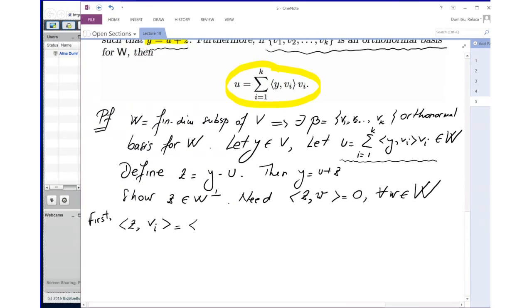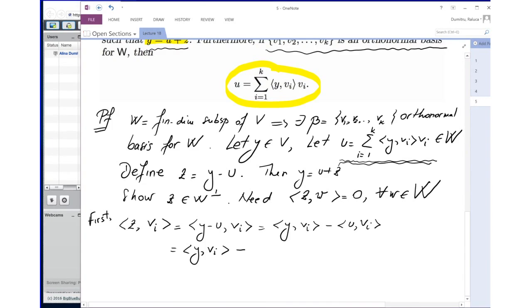Okay, what was Z? Z was defined to be y minus u, right? So y minus u, inner product with Vi, which is y inner product with Vi minus u inner product with Vi. I don't know anything about y, so I'm going to let it be like this. I'll look into the second one. I know something about u. It's that formula over here.